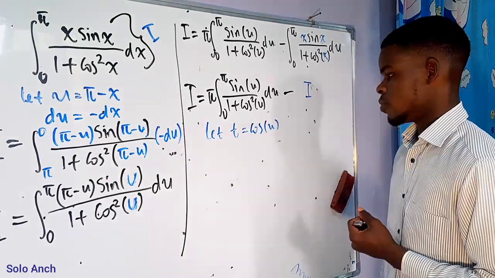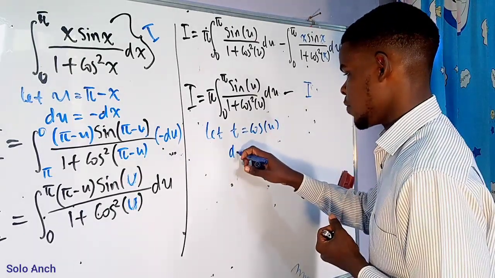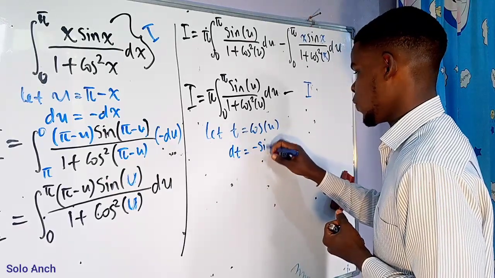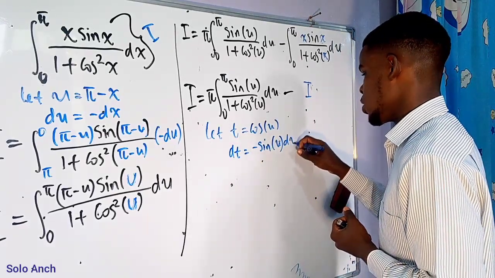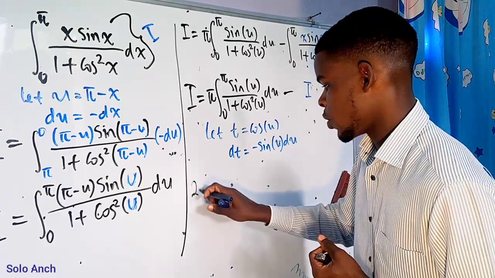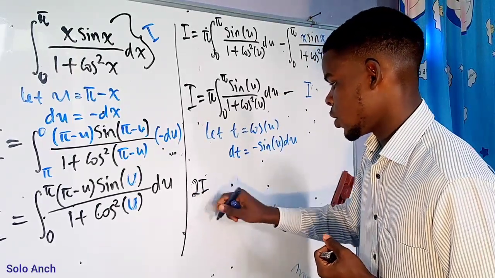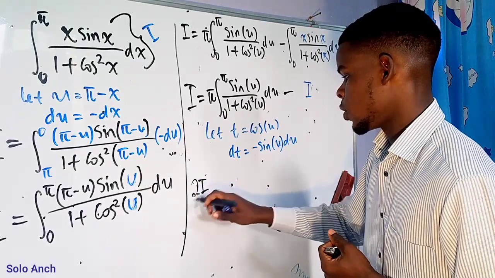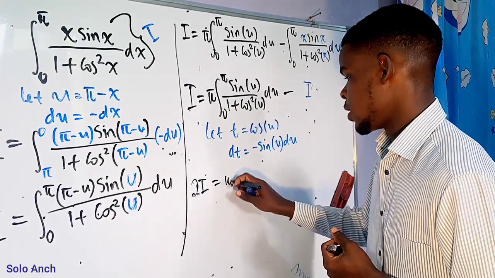So letting t be cosine of u, if you differentiate that, we have dt be negative sine of u du, all right? And then we can put the du over here. Take note, adding these two together, we are going to have 2i, right? To be, well, this is pi outside the integral.